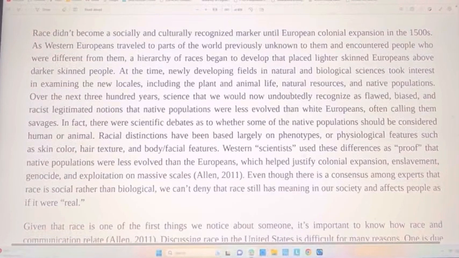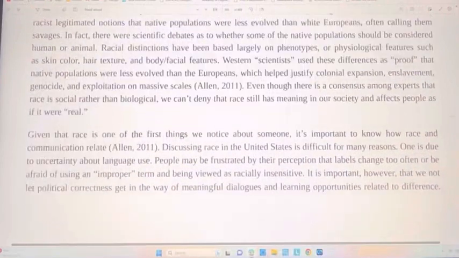Racial distinctions have been based largely on phenotypes, or physiological features such as skin color, hair texture, and body and facial features. Western scientists used these differences as proof that native populations were less evolved than the Europeans, which helped justify colonial expansion, enslavement, genocide, and exploitation on massive scales. Even though there is a consensus among experts that race is a social rather than biological construct, we can't deny that race still has meaning in our society and affects people as if it were real.